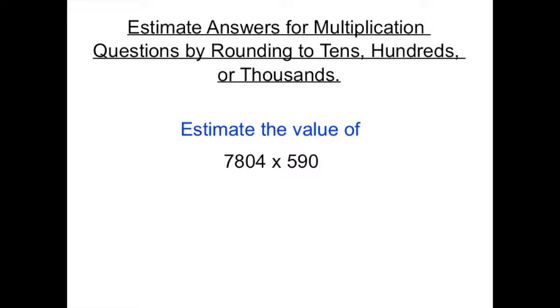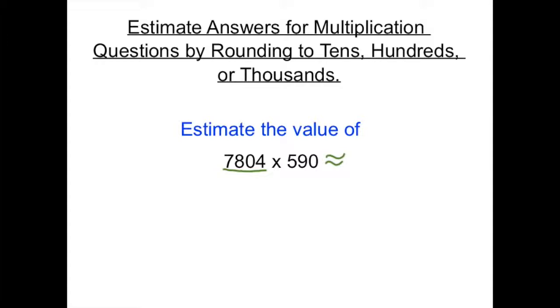Let's review how to estimate answers for multiplication questions by rounding to tens, hundreds, or thousands. Let's take a look at the problem 7,804 times 590. We're being asked to estimate the value of this problem. So I'm first going to round both numbers so that I can solve this mentally, so I can solve it in my head.